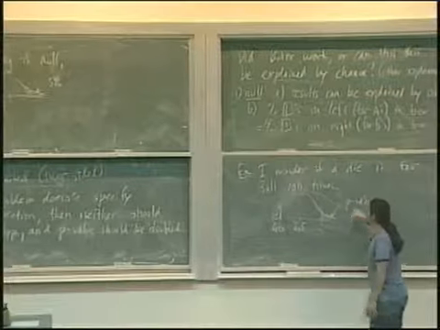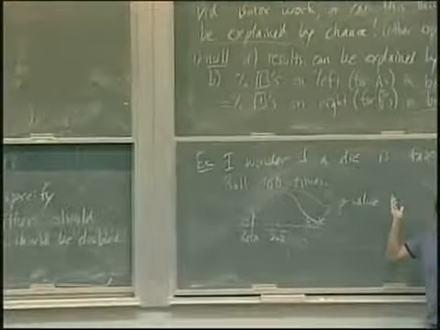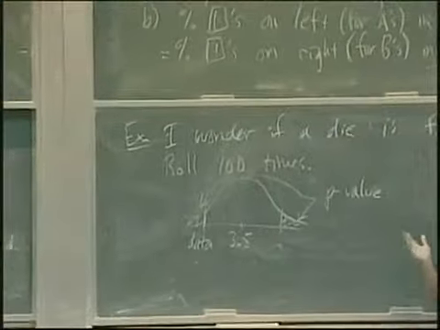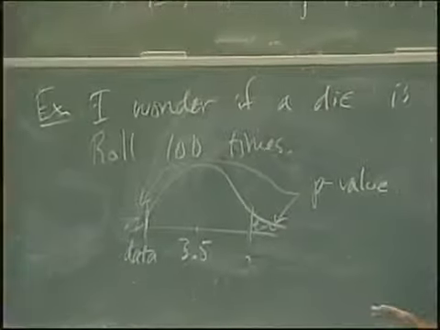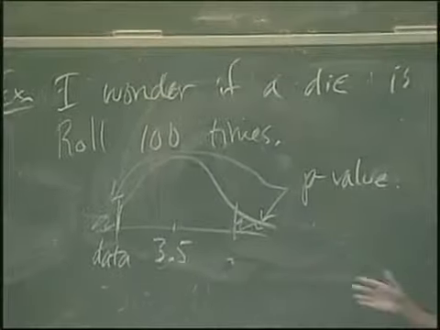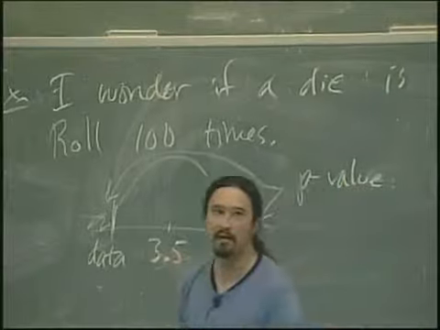Here, the alternative would just say it's not fair. The average is not 3.5. It wouldn't specify that it rolls too high or too low. It would just say it's different than 3.5, either above or below.